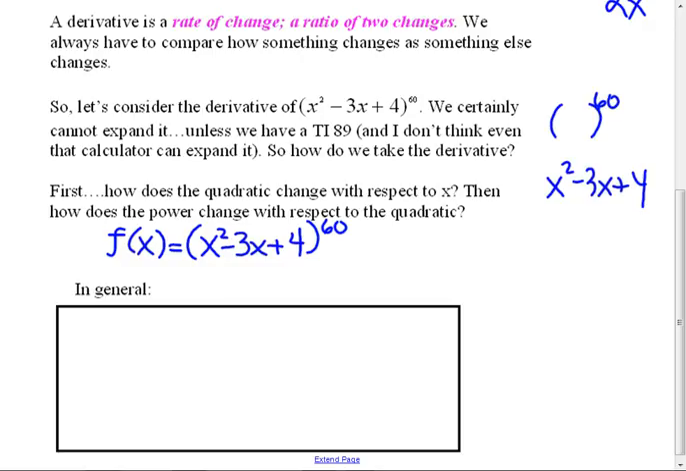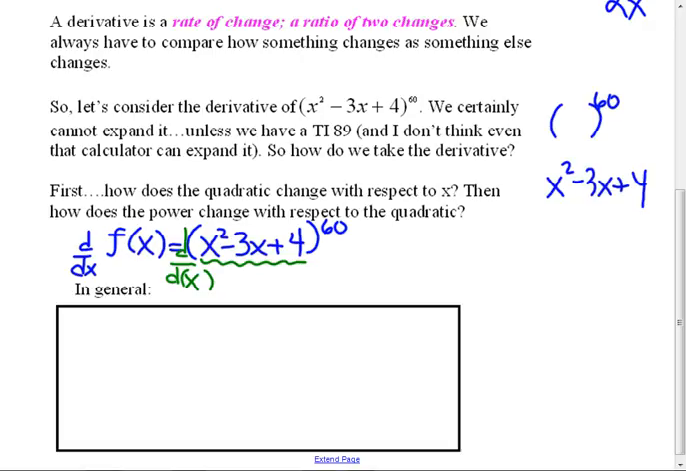So I want the derivative of this with respect to x. First I'm going to do the derivative of the outside function with respect to whatever is in there. That's how the 60th power will change as I change this parabola. And then I'll say, well, what's the derivative of the parabola as I change x? So I'll just put an x here for right now.